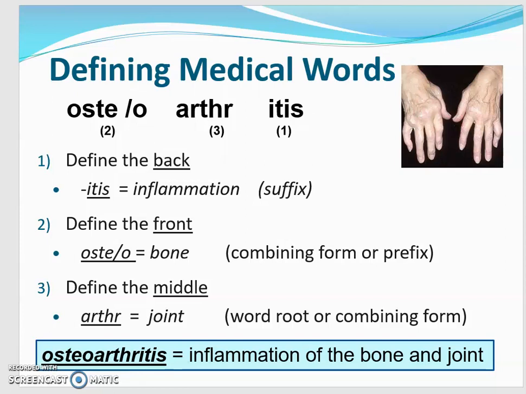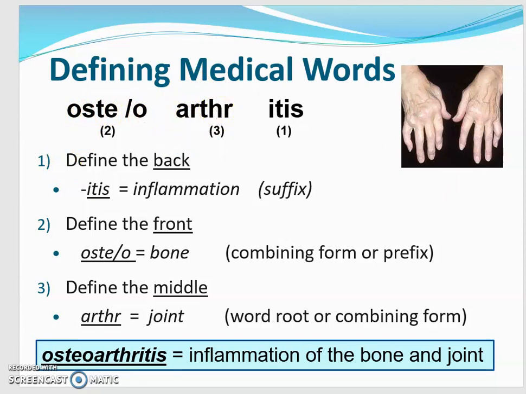And if you look at that word, I'm going to try to use my mouse here to highlight it. I don't know if you can see this or not. If we see itis, we have inflammation. That's our first suffix, or not our first suffix, our only suffix. Inflammation of the bone, osteo, and joint, arthr.